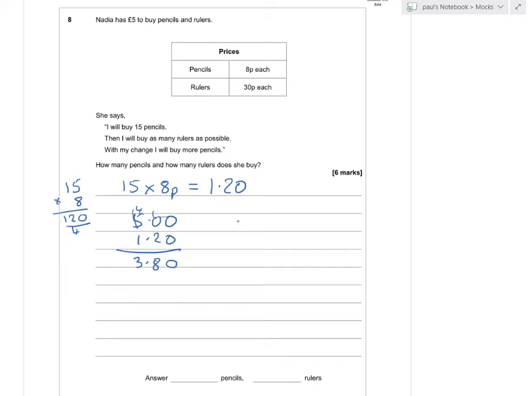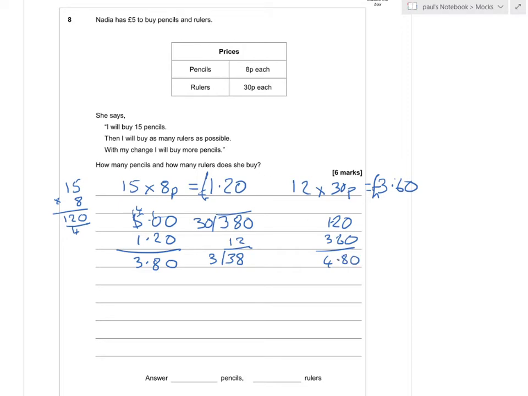So 380 divided by 30. I'll make that easier. 3's into 38. This goes 1 and 2. So she can buy 12. She can buy 12. So let's go. 12 times 30p is £3.60. Right, so she spent £1.20 and £3.60, which is £4.80.